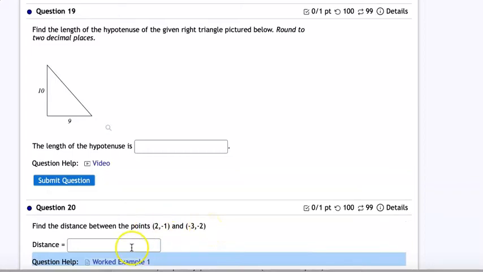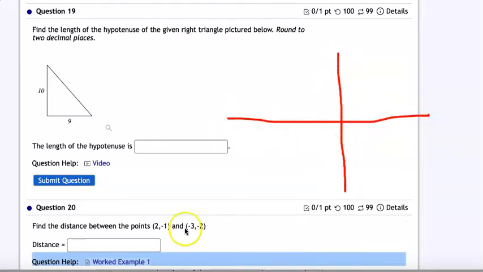The first thing you would do is you would want to set up a little xy plane and plot the points. 2, -1, and -3, -2.